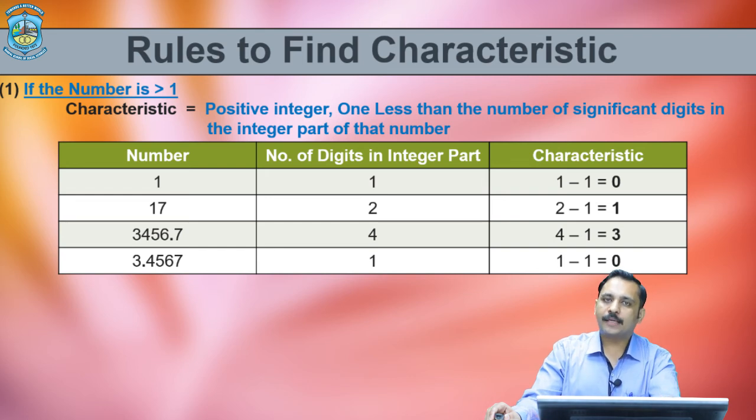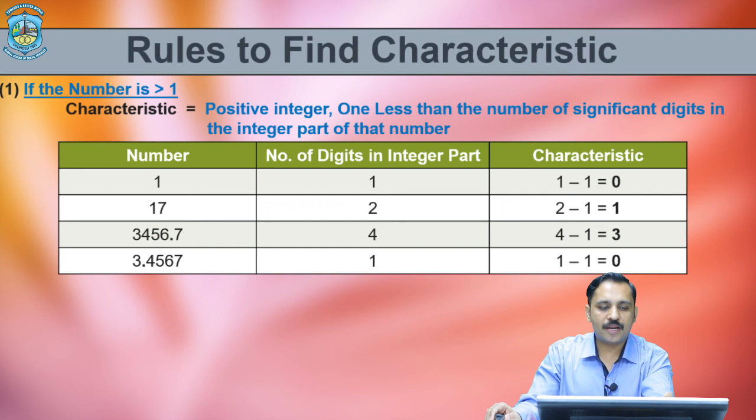The first rule is that if the number is more than 1, its characteristic is equal to a positive integer, which is 1 less than the number of significant digits in the integer part of that number. Take a look at this table.